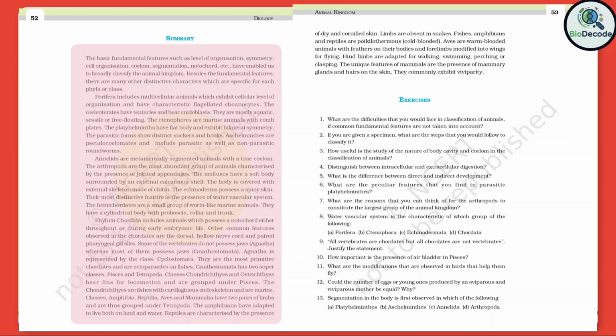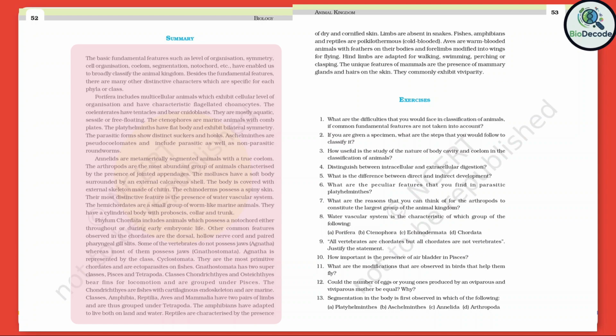The mollusks have a soft body surrounded by an external calcareous shell. The body is covered with an external skeleton made of chitin. The echinoderms possess a spiny skin. Their most distinctive feature is the presence of the water vascular system. The hemichordates are a small group of worm-like marine animals. They have a cylindrical body with proboscis, collar, and trunk.